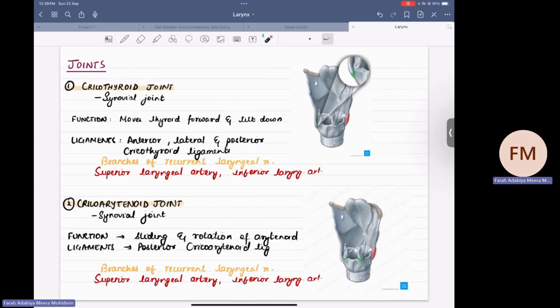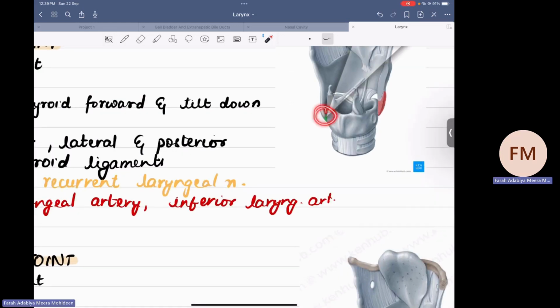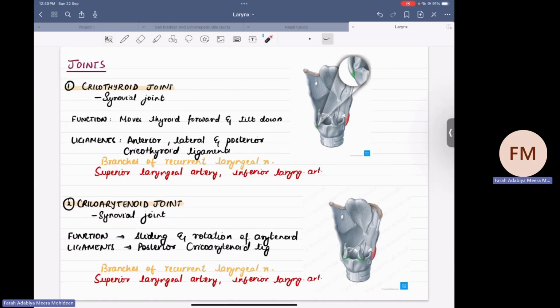The two major joints that you'll talk about in your larynx are your cricothyroid and your cricoarytenoid joint. Both of them are synovial joints. That means they have a synovial fluid, right? And the major function of your cricothyroid joint is to move your thyroid cartilage forward and tilt it down. You can see in this picture, right? It is between your cricoid cartilage and your thyroid cartilage. It's like a synovial capsule with a synovial fluid.